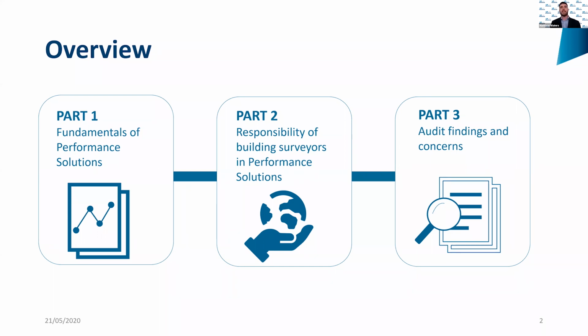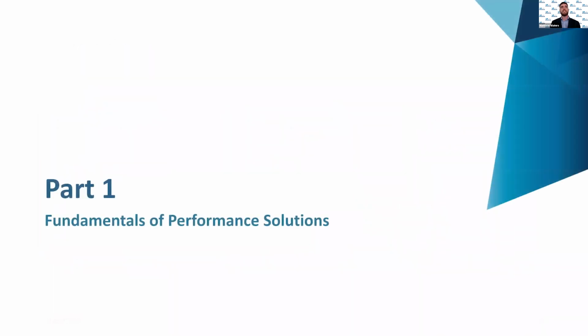So we'll be going through a few case studies of what we're seeing and finding. And we're going to be providing some examples of some poorly justified performance solutions and really analyse what could have been done better in those circumstances. And then look at the use of code mark certificates as evidence of suitability as an assessment method, and really analyse the responsibilities of a building surveyor in terms of accepting code mark certificates. So that's the outline of the day. We'll move into part one, which is the fundamentals of performance solutions.